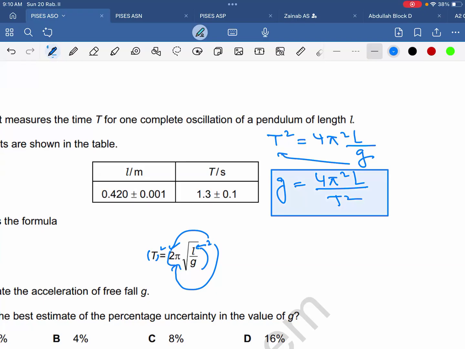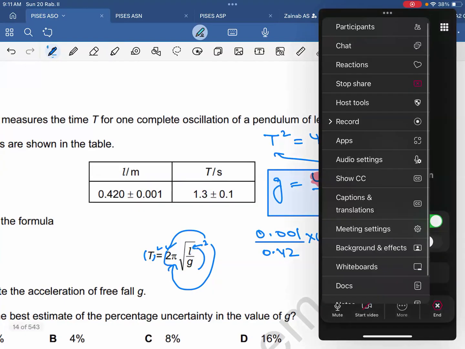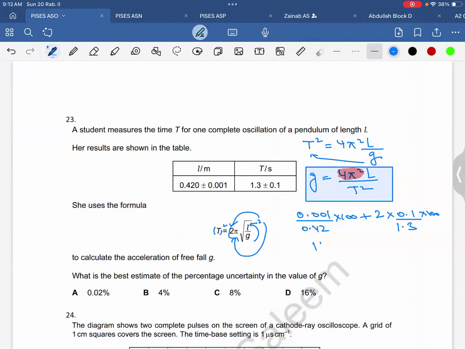We have two constants that do not have any uncertainty, yes, 4 pi square. So for L, I'm taking the percentage of L: 0.001 upon 0.42 multiplied by 100. This is the percentage of L. Plus, since t has a square and this exponent is always multiplied, 2 multiplied by 0.1 upon 1.3, multiplied by 100. I expect you to do the calculation quickly. 15.6%, that is to two significant figures, 16%, and D is our correct answer. I hope you get it right.